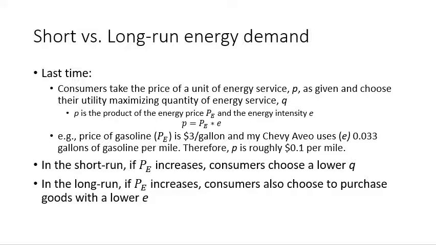In the short run, if the price of gasoline increases, consumers choose a lower quantity of gasoline. Obviously, that's the law of demand. But in the long run, consumers are also going to switch to a more fuel-efficient vehicle. Right? So if PE increases, consumers also choose to purchase goods with a lower e, lowercase e.